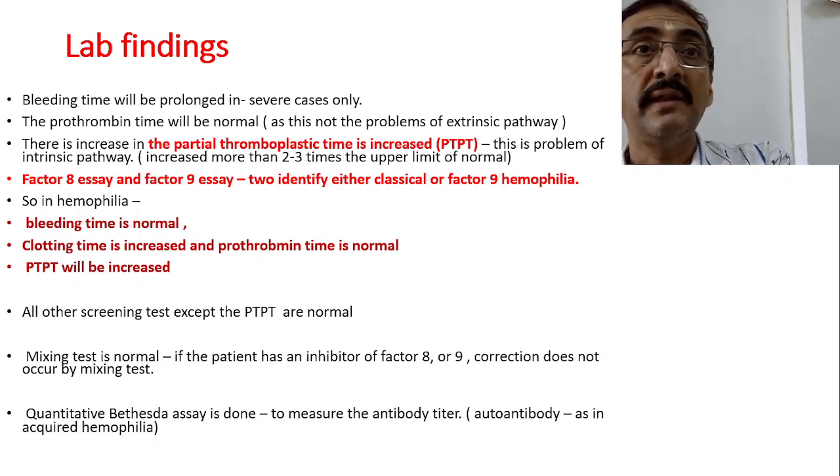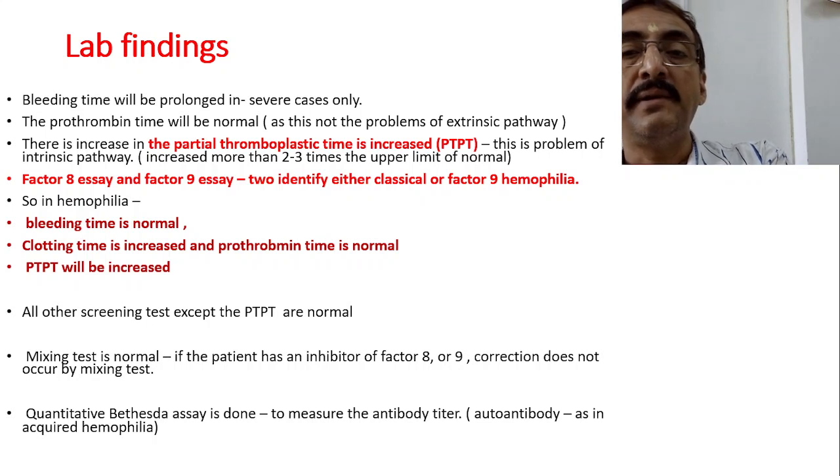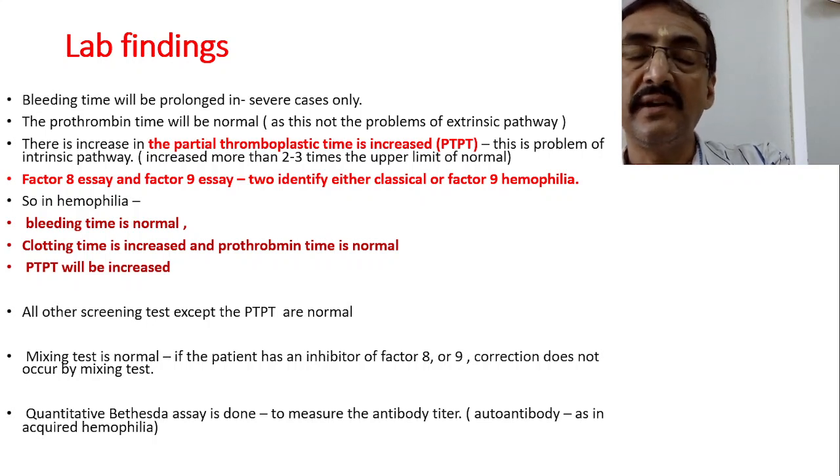So definitely the intrinsic pathway is affected, so there is an increase in the partial thromboplastin time, that is APTT or PTT, but it is called by both names. Activated partial thromboplastin time, APTT, is raised. Usually it is increased more than 2 to 3 times the upper level of the normal limit.